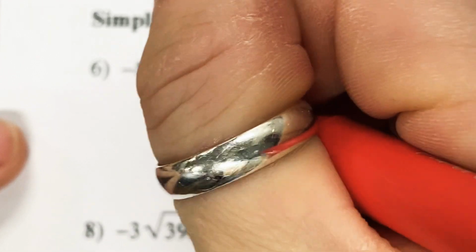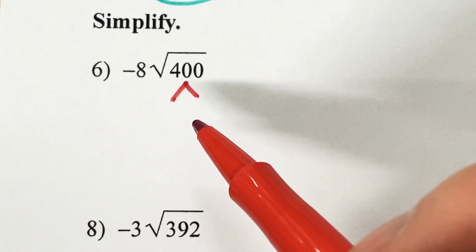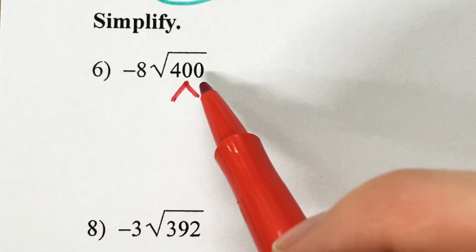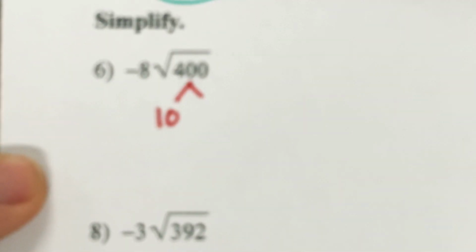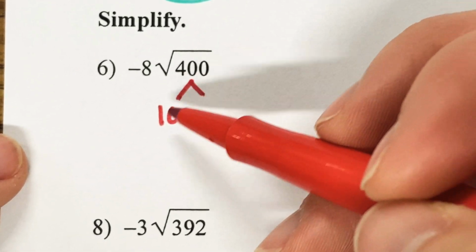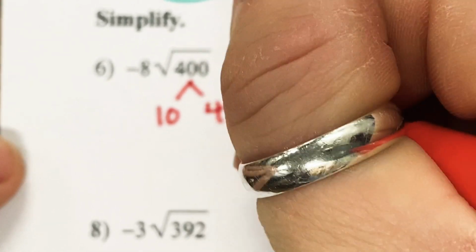So 400, how do we want to break 400 down? There are a couple ways here. I see that it ends in a 0. If you ever see that, we know we can divide it by 10. So what is 400 divided by 10? It's going to give me 40.